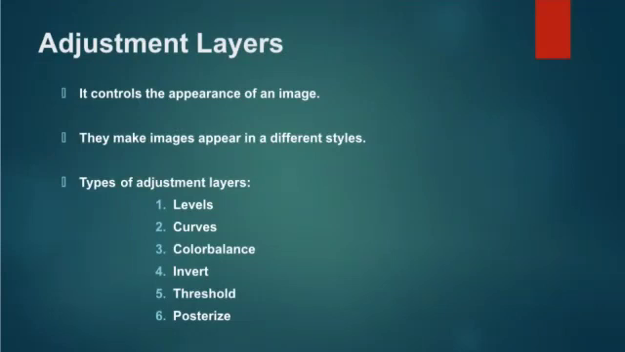Then we can go to the topic of adjustment layers, and how we can adjust layers by using them. Adjustment layers control the appearance of an image. They make images appear in a different style without permanently changing them. An adjustment layer gives an idea of how an image will appear if we make changes to it. We can apply an adjustment layer as a permanent change if satisfied, or remove it if not satisfied.